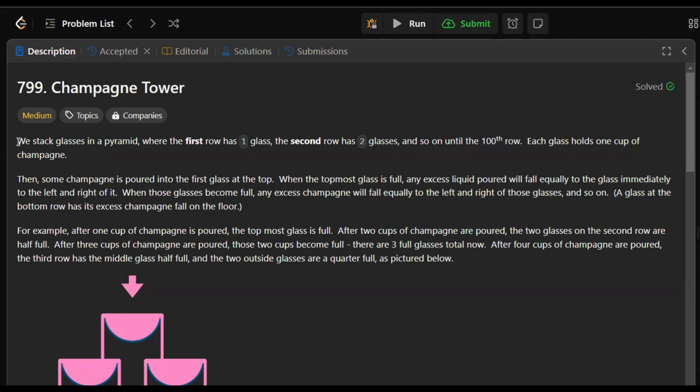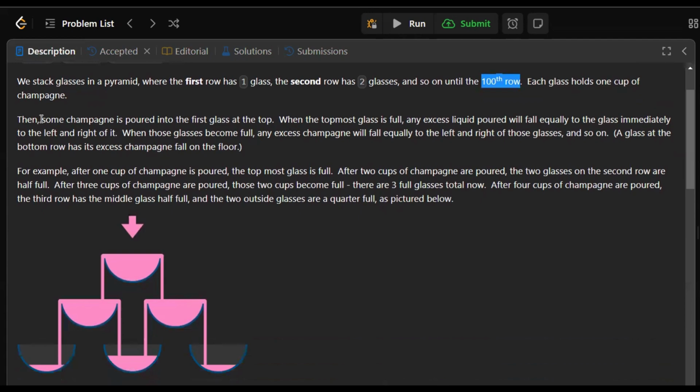In this problem, we stack glasses in a pyramid way where the first row has one glass, the second row has two glasses, and so on till the 100th row. That means the 100th row has 100 glasses. Now, each glass holds 1 cup of champagne. Then some champagne is poured into the first glass at the top.